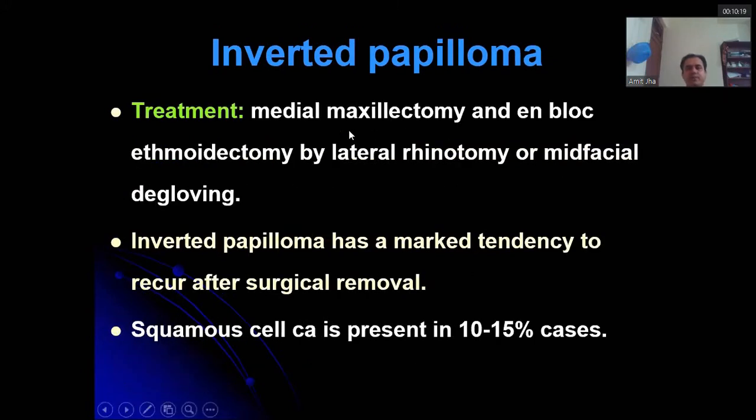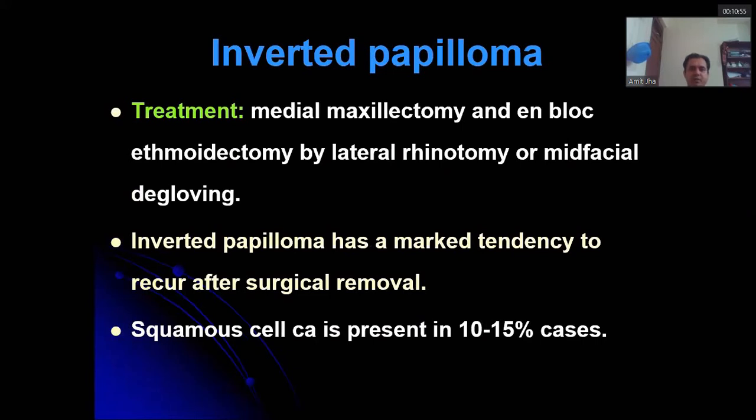Now the treatment is medial maxillectomy and en bloc ethmoidectomy by lateral rhinotomy or midfacial degloving. Right? Maxillectomies are of different types: partial maxillectomy, medial maxillectomy, total maxillectomy. You don't need to go into detail for that. Maxillectomy is an important question for the PG students. But these days, we are also doing endoscopic removal of the inverted papilloma.